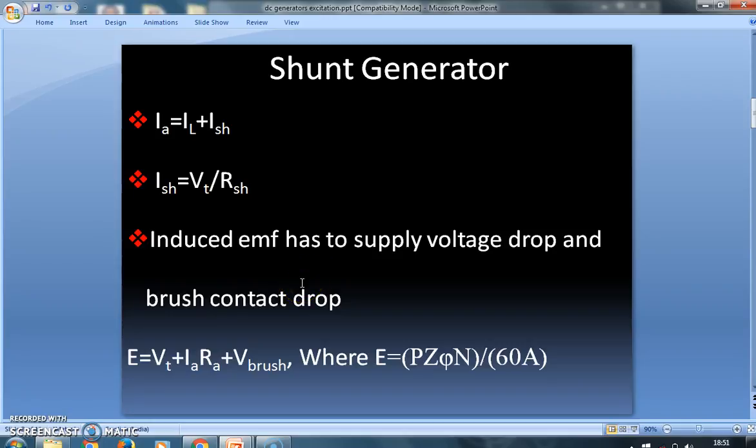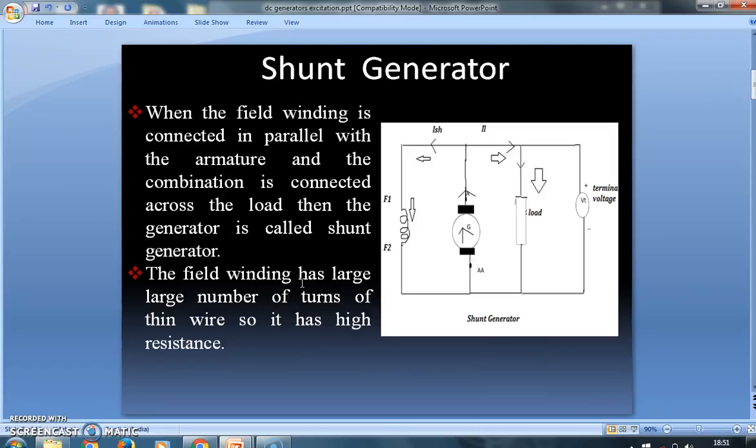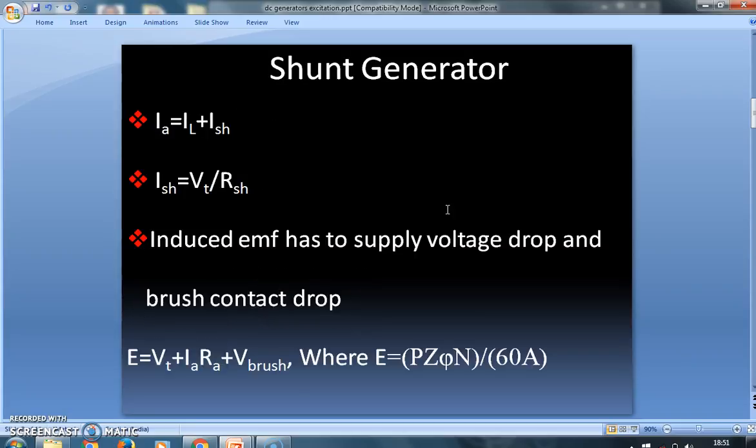So if you see the diagram, the armature current IA is a summation of IL and ISH. ISH in turn is nothing but Vt by RSH. So the internally induced EMF E is supplying the voltage of the load, which is nothing but the terminal voltage.